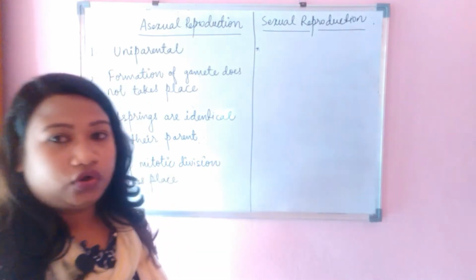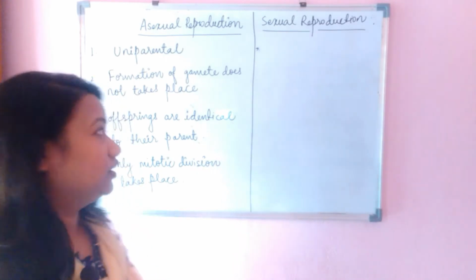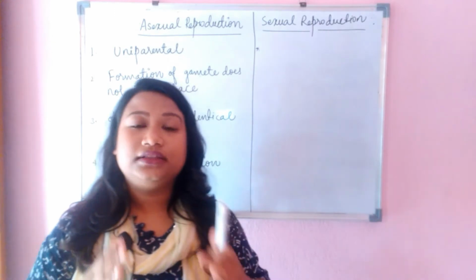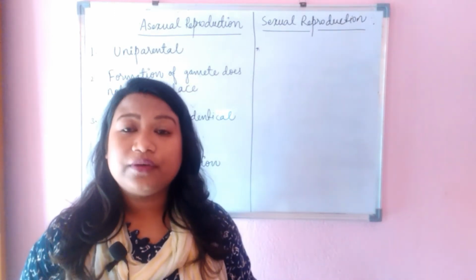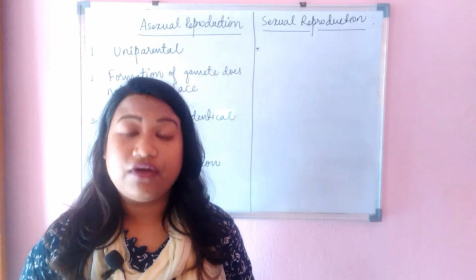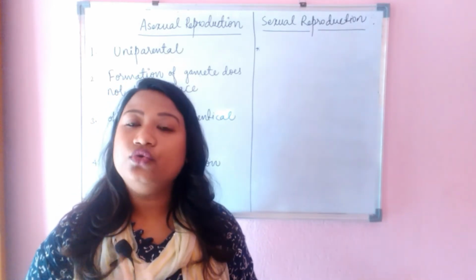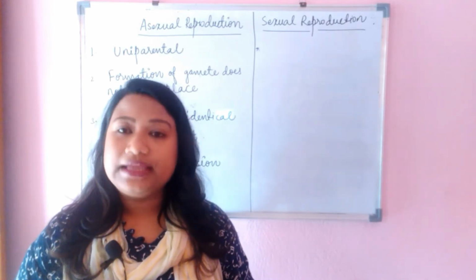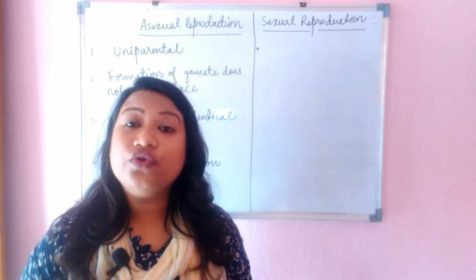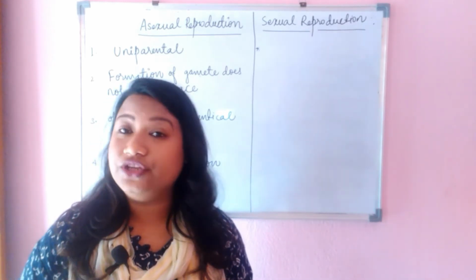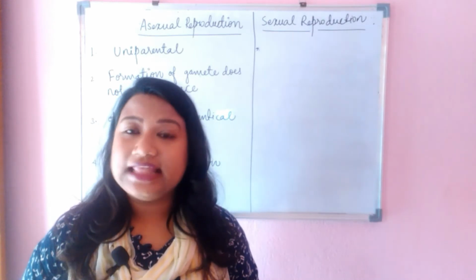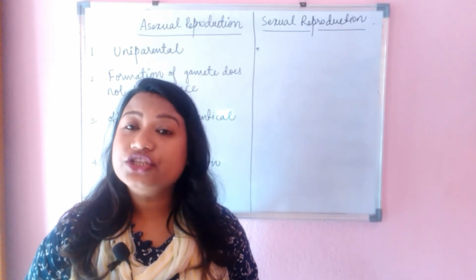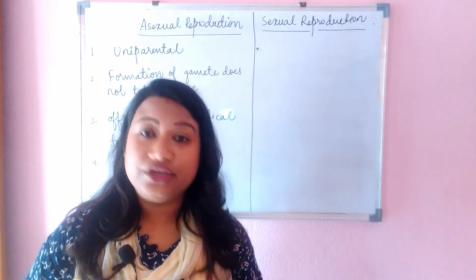If we compare both types of reproduction, sexual reproduction is the process of reproduction in which two organisms are required, or two haploid gametes fuse together and make a diploid zygote, and in this way a new offspring, a new organism or new individual is produced. So we can say that sexual reproduction is a type of reproduction in which two individuals are required to form a new organism.